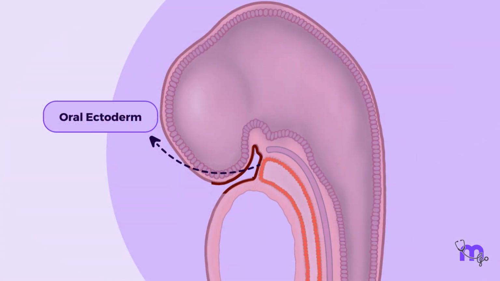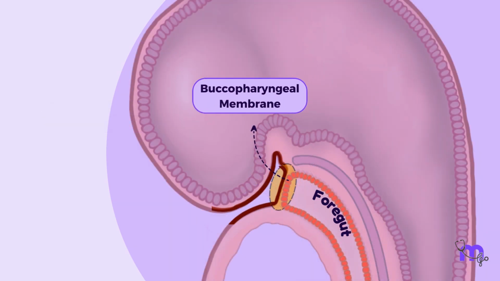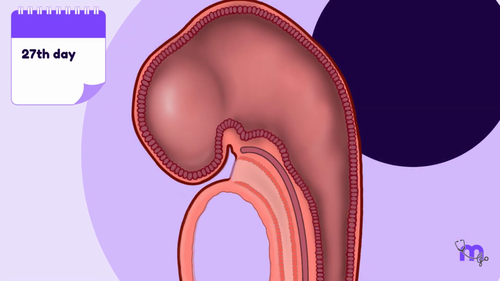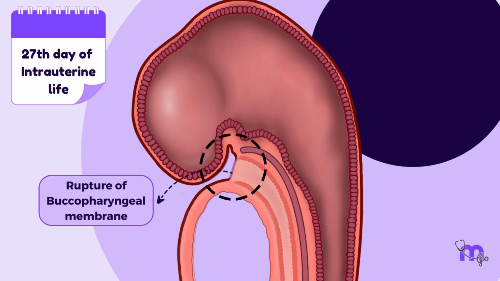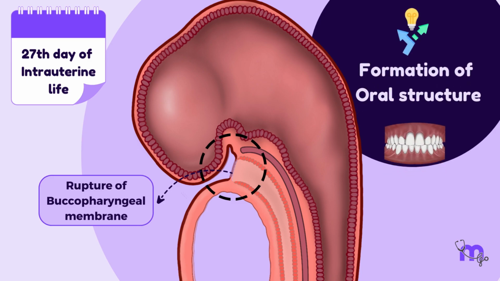The oral ectoderm establishes contact with the foregut endoderm, leading to the formation of the buccopharyngeal membrane that blocks the connection between the stomodeum and the developing pharynx. It is on the 27th day of intrauterine life that this membrane ruptures, serving as a pivotal indicator for the commencement of the formation of oral structures, which include the development of teeth.